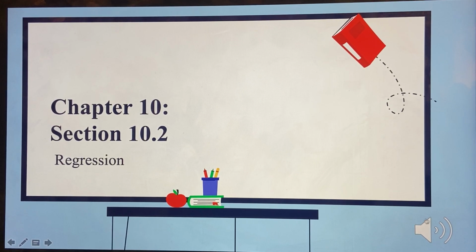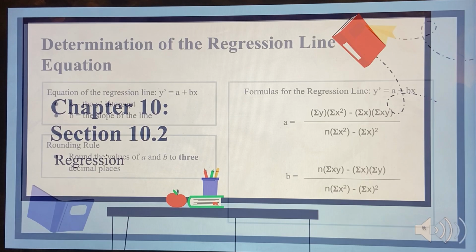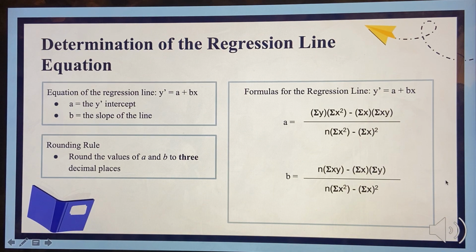Chapter 10, Section 10.2 covers regression. The regression line equation can be determined by using the data to find the value of A, the y-intercept, and the value of B, the slope of the line.